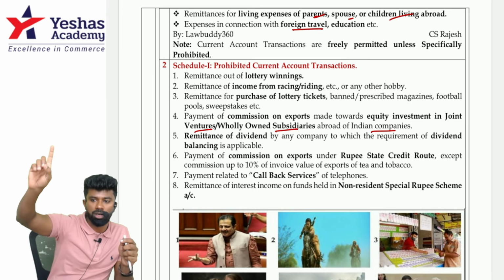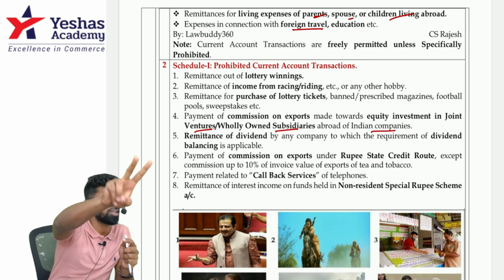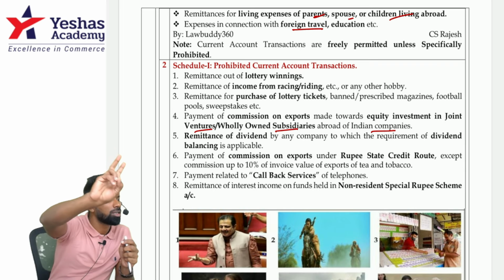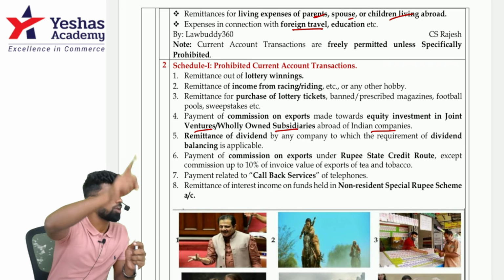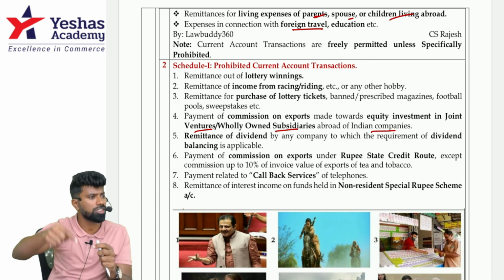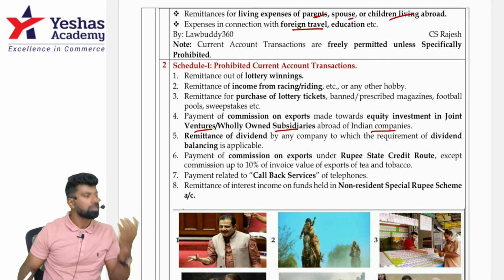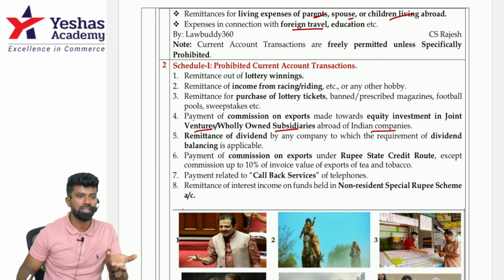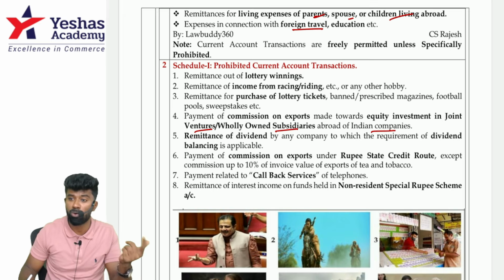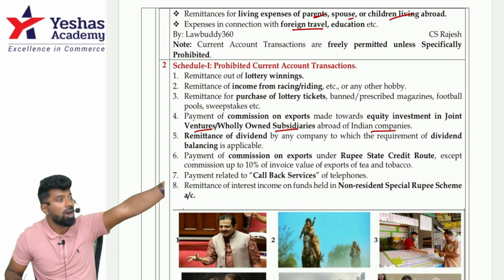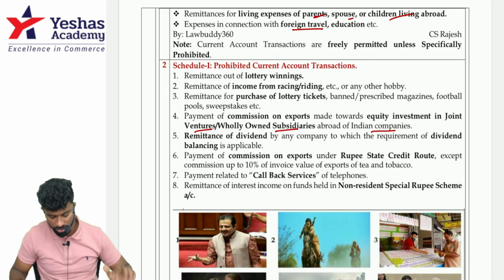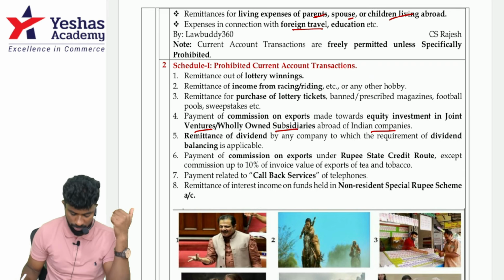What is the first one? Remittance out of lottery winning. Second one, horse race, riding, other hobbies. Third one, remittances for the purchase of lottery tickets, banned magazines, football pools, and sweepstakes. And the fourth one, payment of commissions on the exports made towards an equity investment in a joint venture or a fully owned subsidiary. Of which companies? Indian companies.